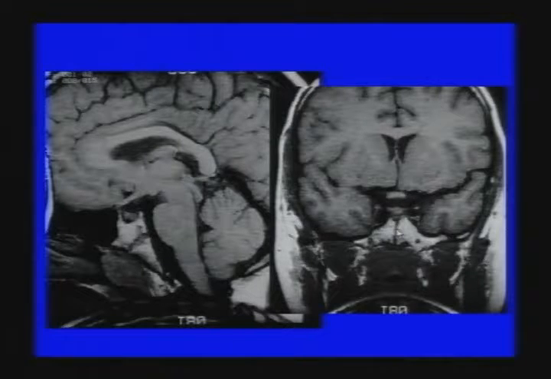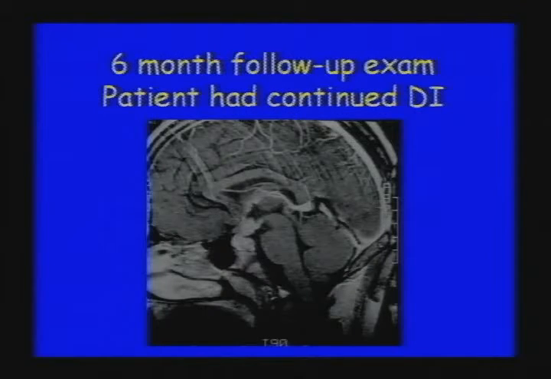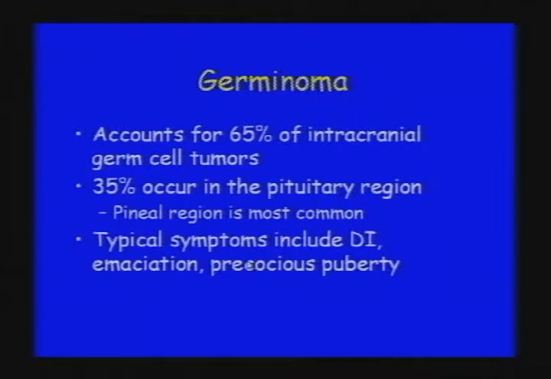If you don't see that, and the child is not dehydrated, and especially if they have diabetes insipidus and you don't see a mass, bring the kid back in a few months, because here's that same child 6 months later, and this is a contrast-enhanced study, and now you can see the germinoma. Germinomas account for 65% of intracranial germ cell tumors in kids, and they're more common in the pineal region than in the suprasellar region.